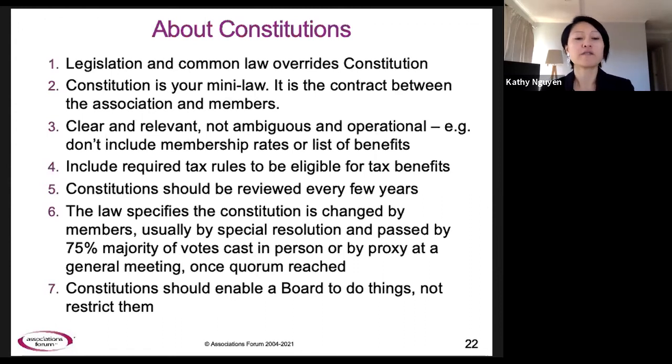Now, point 5, constitutions. Once they're drafted, they're not set in stone forever. So they should be reviewed every few years to ensure that it's compliant with the law at the time, that it's actually consistent with what's happening in practice. Sometimes if you let constitutions get out of date, what we've seen is that they get ignored and then they're not being complied with anyway because it doesn't reflect what's actually happening with the association's practice at the time.